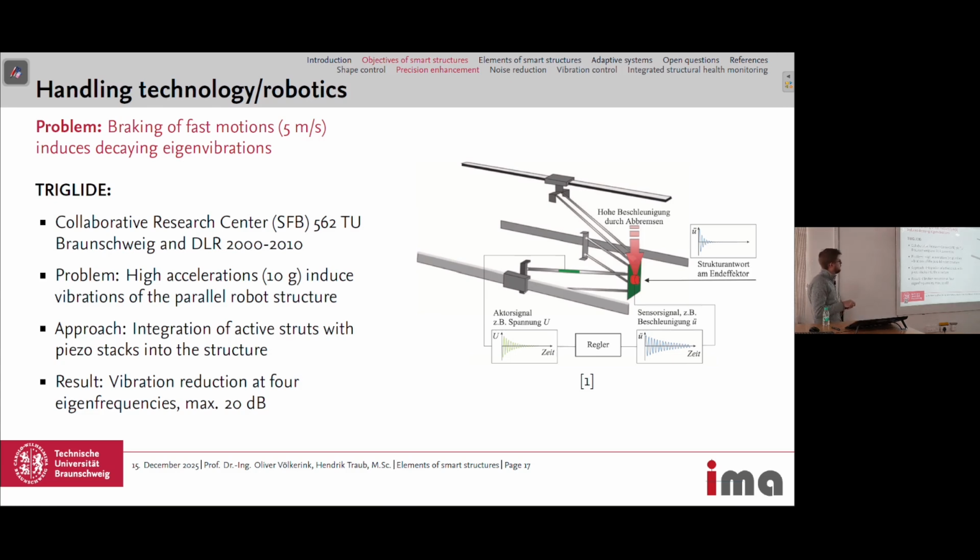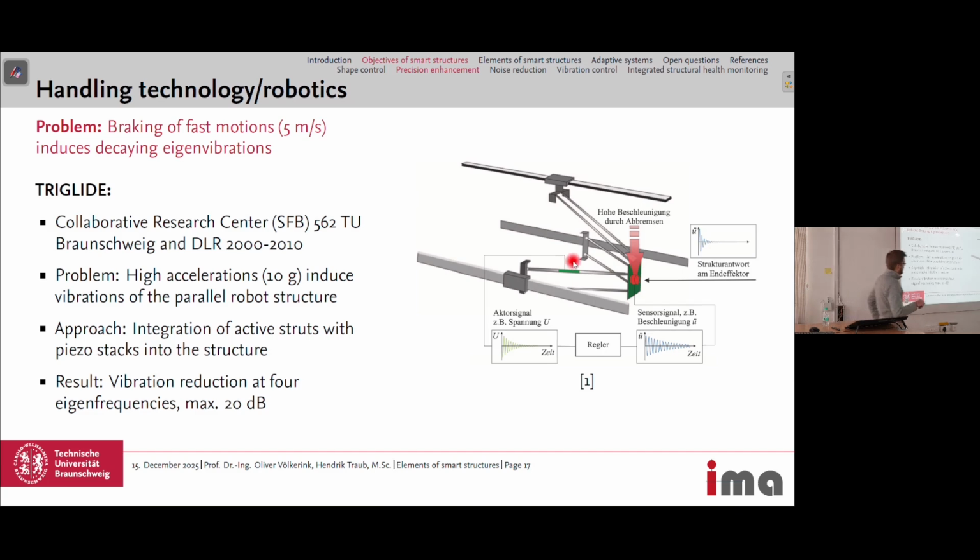And there was a collaborative research center, an SFB, Sonderforschungsbereich in German, between TU Braunschweig and German Aerospace Center, DLR, between 2000 and 2010, where the focus was to have technologies for precision enhancement of these parallel robots. And the approach was to integrate active struts with piezo stacks into the structure. So these struts were replaced by active struts.